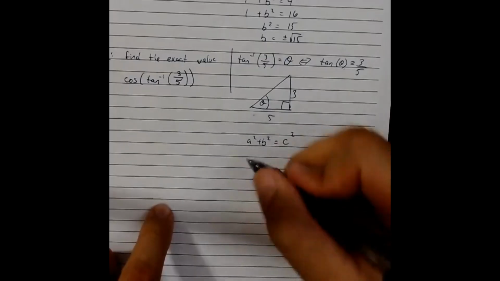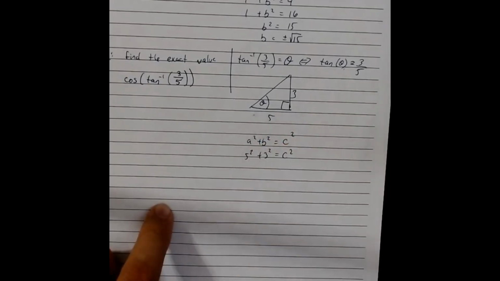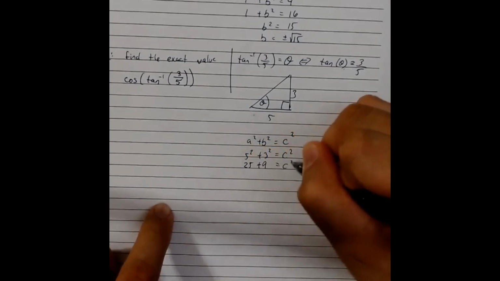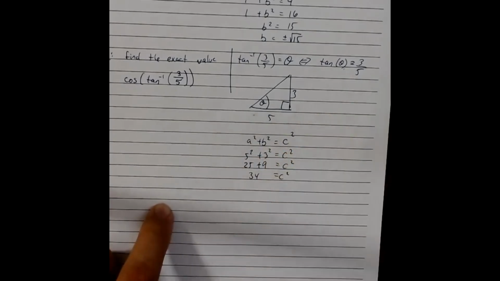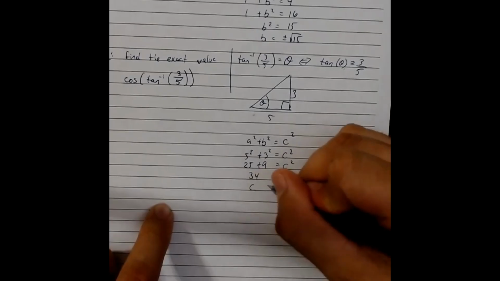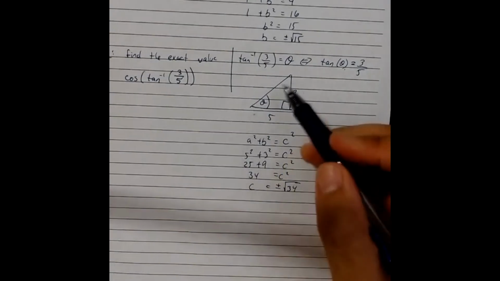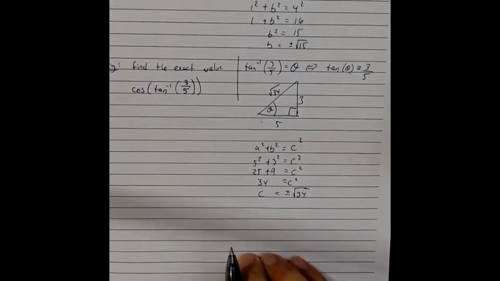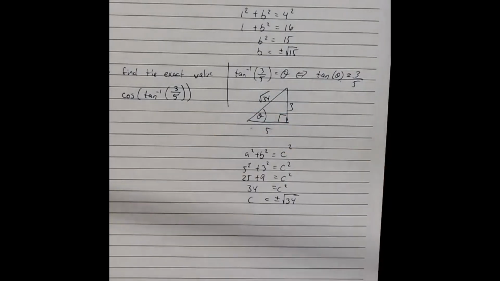Here are your a and b. So I'm going to say 5 squared plus 3 squared is equal to c squared. So 25 plus 9 is equal to c squared. Adding these together gives you 34 is equal to c squared. And finally, I could take the square root of both sides, and I get c is equal to plus or minus the square root of 34. But of course, the length of a hypotenuse cannot be a negative number, so it's got to be the positive. So that's going to be root 34, just like that. So that angle theta is the inverse tangent of 3/5.